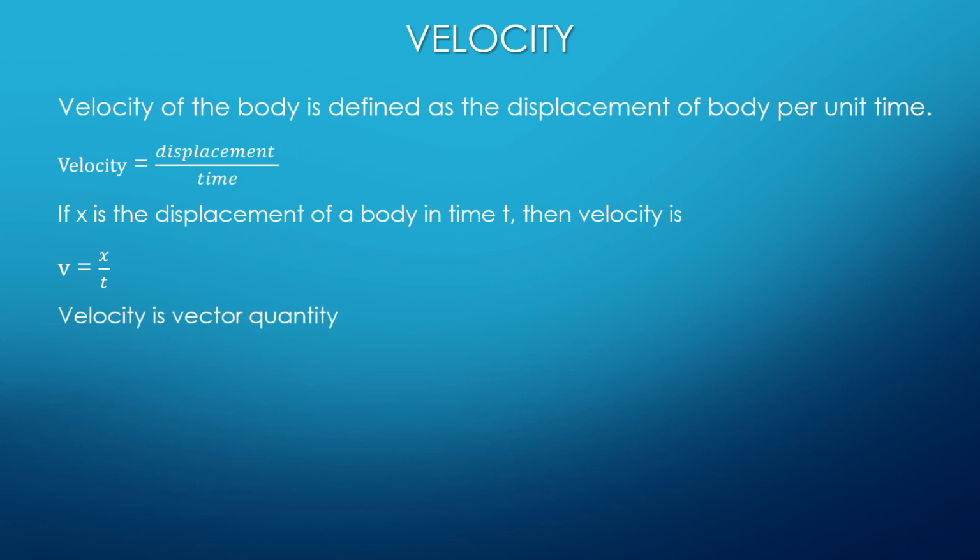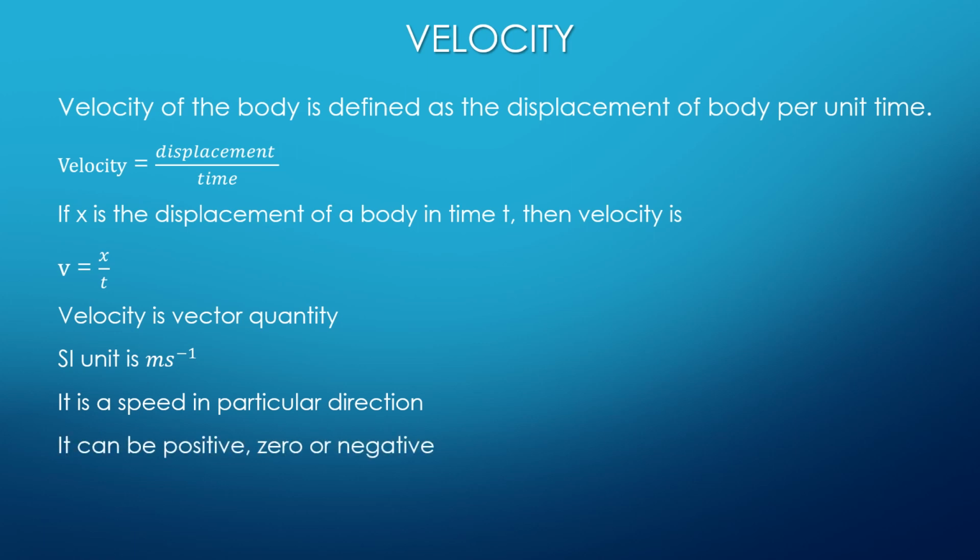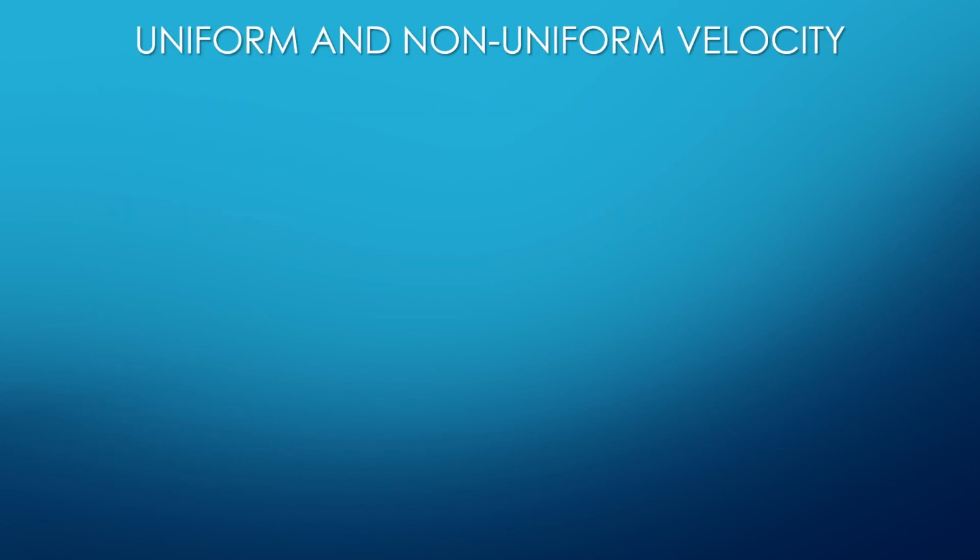Velocity is a vector quantity as it has direction and magnitude. The SI unit of velocity is meter per second. The velocity is a speed in a particular direction, and this velocity can be positive, zero, or negative.